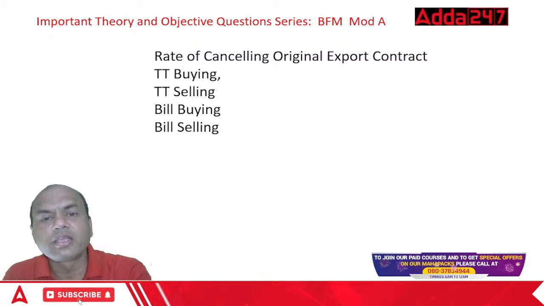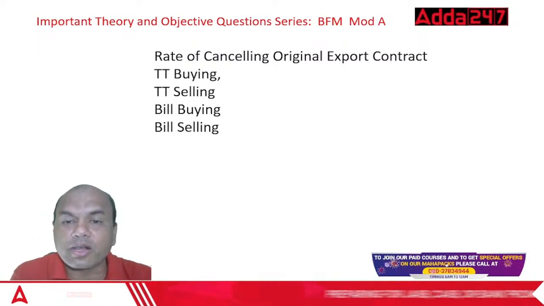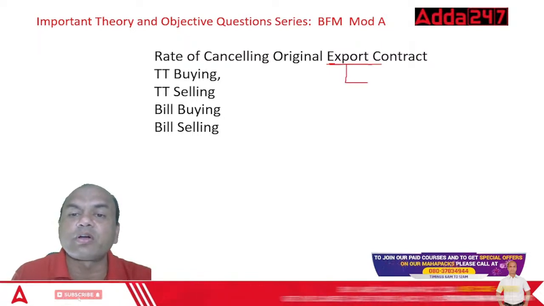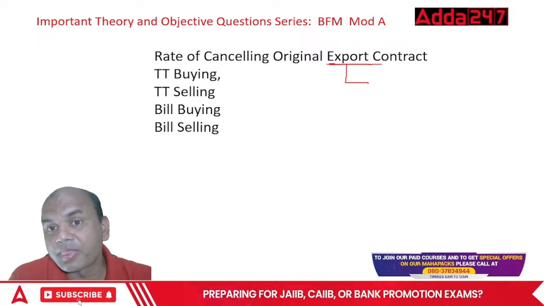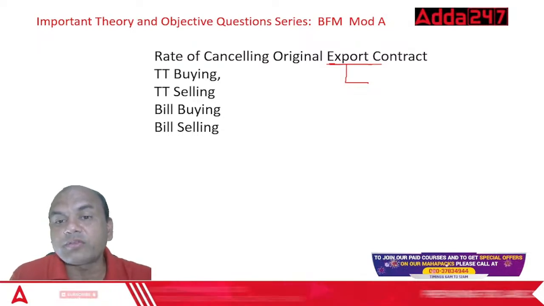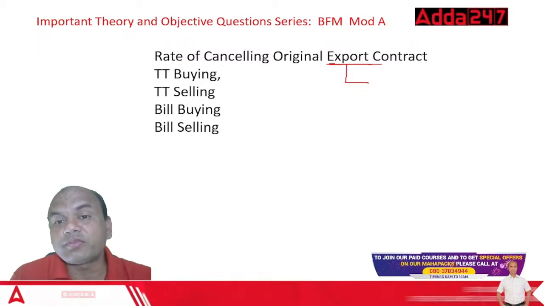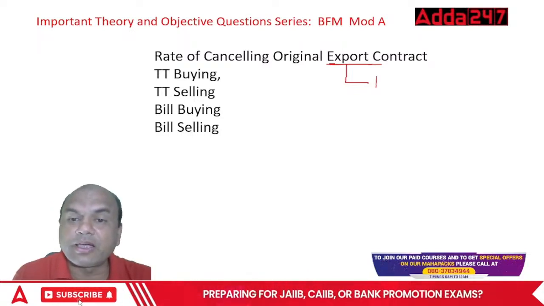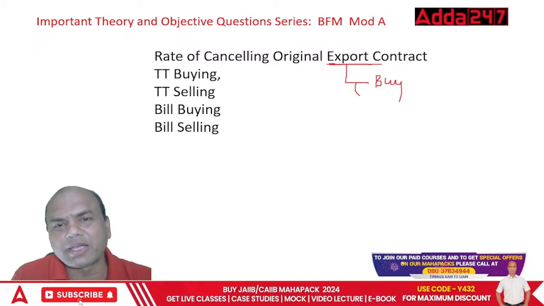Okay? Chalo, next one. Rate of cancellation of original export contracts. Here, original export. So export contract is always for what? Just now we told in the first problem, whenever we have export, export will always be buy, right? Buy or bid. Forget it. Keep it simple. Buy.